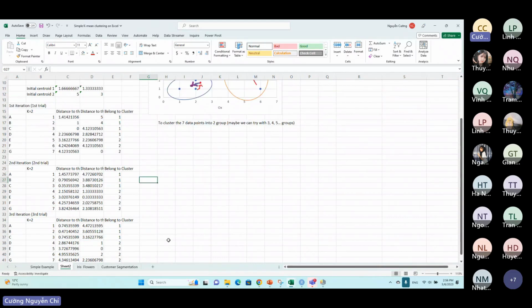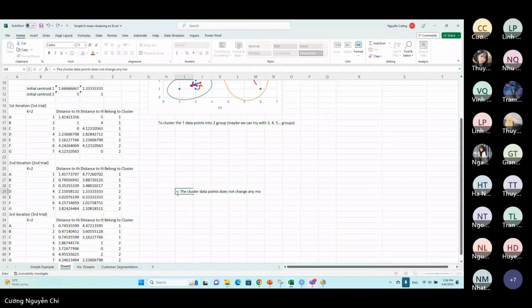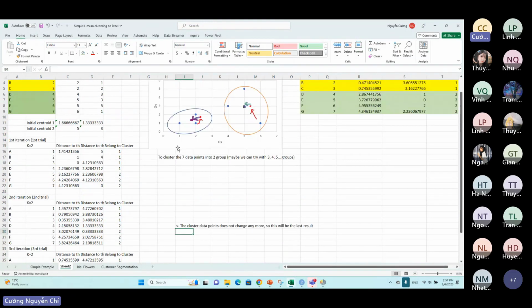We would say the cluster data points do not change anymore. So this will be the last result. That should be the last result when we conduct it and get the cluster number to create the 2 clusters this way.